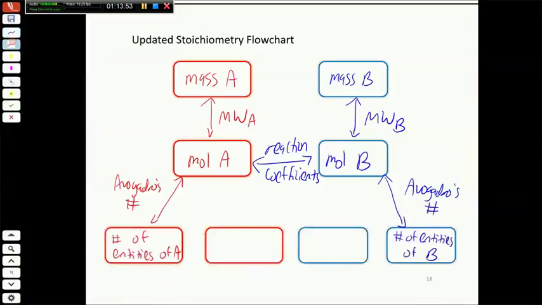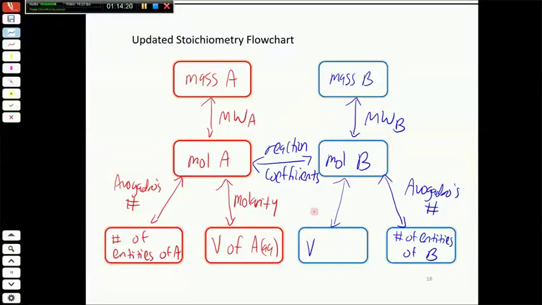And the only difference now is that in most cases when we're doing reactions in aqueous solution, we're going to have a volume of an aqueous solution of that reactant or product. And we're going to use the molarity to convert between moles and volume. And the same thing for whatever other species we want to convert between.